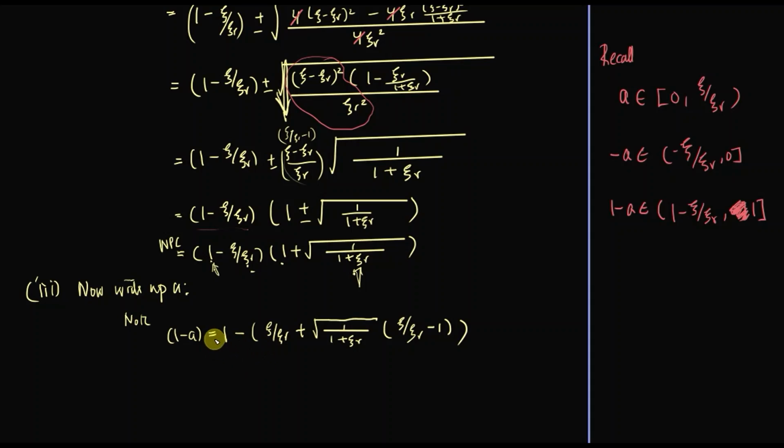So 1 minus a is the same as 1 minus this entire expression. In conclusion, a is equal to psi divided by psi r plus the square root of 1 over 1 plus psi r multiplied by psi divided by psi r minus 1.